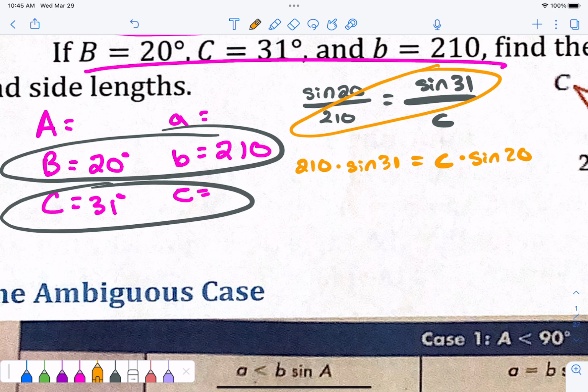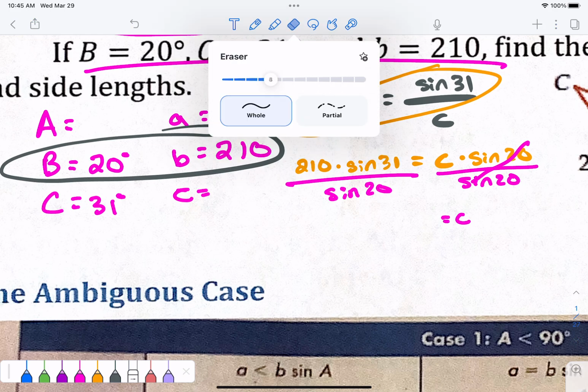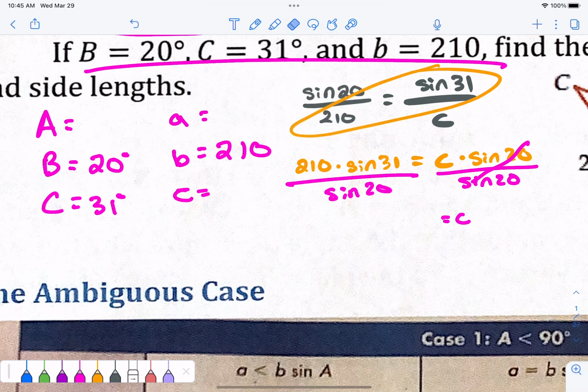Okay, now if I'm trying to get C by itself, I'm gonna get rid of the sine 20 by dividing by sine 20. So you can type in that stuff. 210 times sine of 31 over sine 20. Practice typing that in and see what you get for little c. What should little c be in relationship to 210? Bigger or smaller? Bigger. Bigger because the angle's bigger, right? Capital C is bigger. Okay.